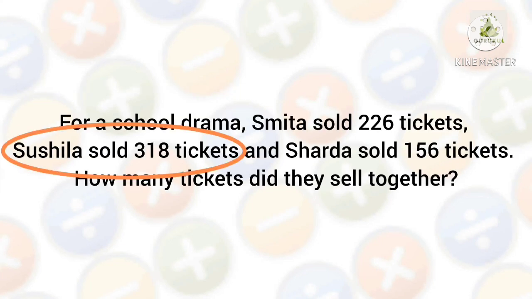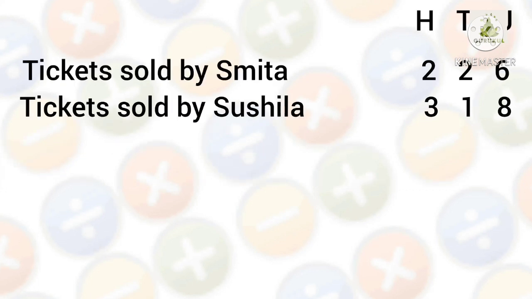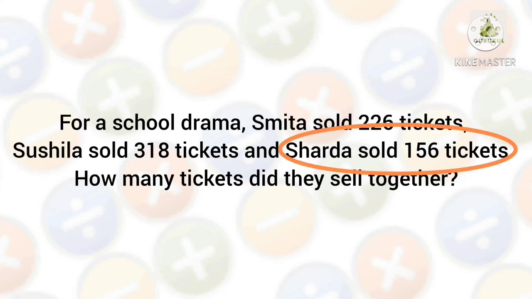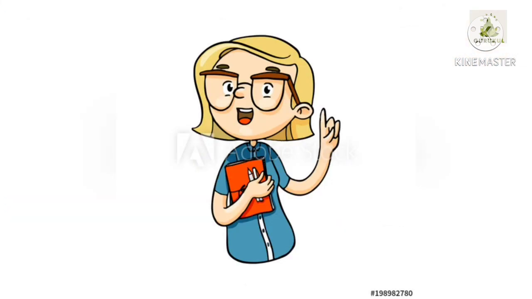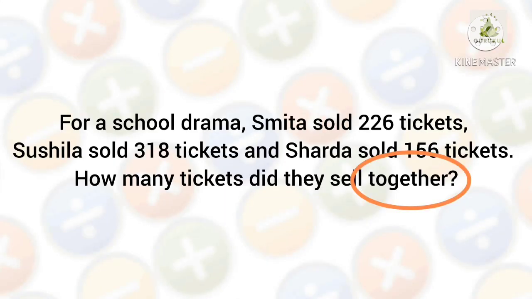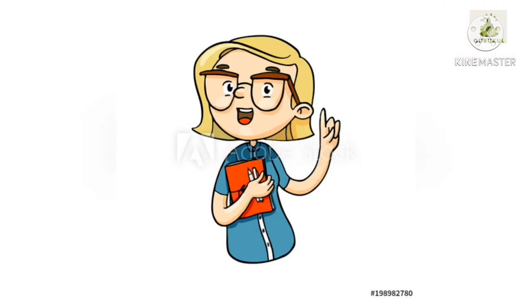Next is Sushila sold 318 tickets. So we write tickets sold by Sushila over here and 318 over here. Next, and Sharda sold 156 tickets. So we will write tickets sold by Sharda over here and 156 here. How many tickets? So they are asking us to find something about the tickets. Next, did they sell together? So together means you have to add.